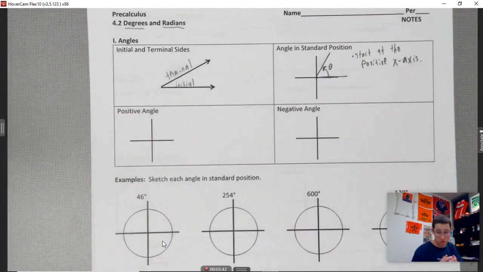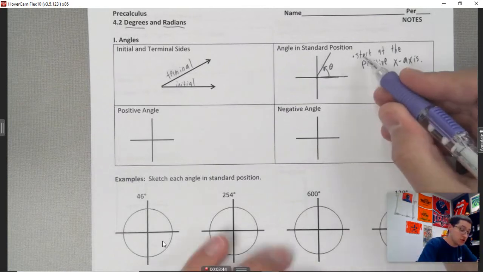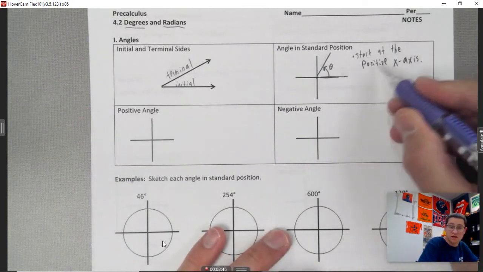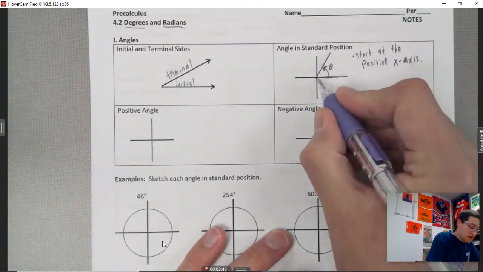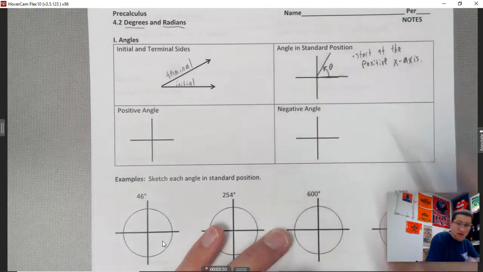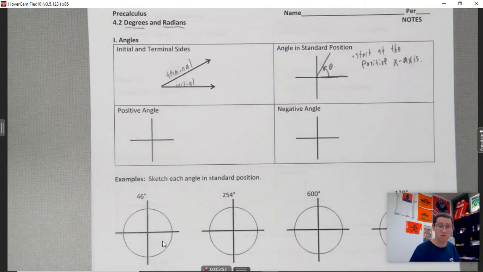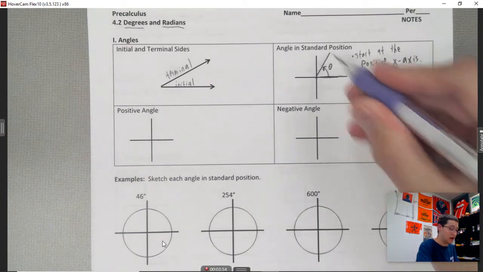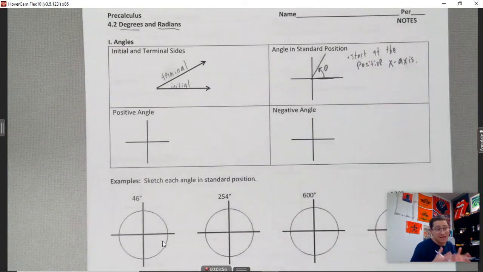And again, the only requirement here is that I'm starting my angle measurement at the positive x-axis. So I've got this, that is the measurement. If I've got an angle there, that is my angle. That is an example of an angle in standard position. Cool.